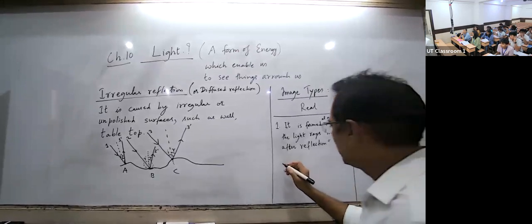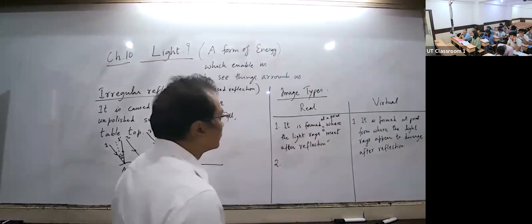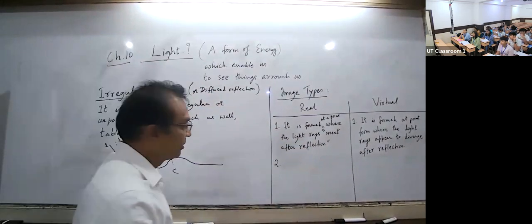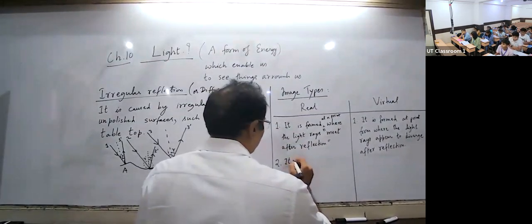So the second point is, a real image is always inverted. It is always inverted.